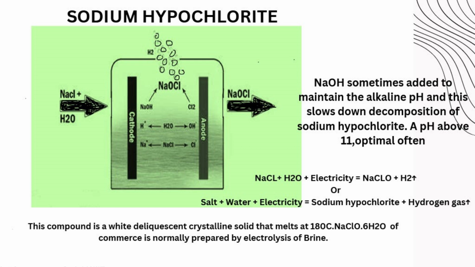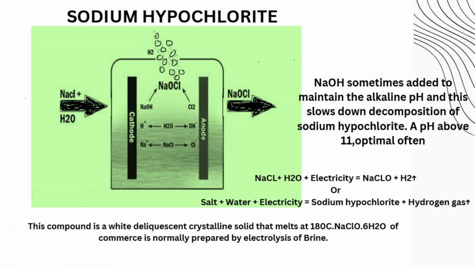How is sodium hypochlorite prepared? It is prepared through electrolysis of brine, and brine is a solution of sodium chloride. So in that solution, sodium chloride dissociates to give you sodium cation plus chloride ions. Then your water dissociates to give you hydronium ions plus hydroxyl ions. The negatively charged ions move towards the anode, while the positively charged ions move towards the cathode. The end result is that your sodium chloride will react with water in the presence of electricity to give you sodium hypochlorite and hydrogen gas.